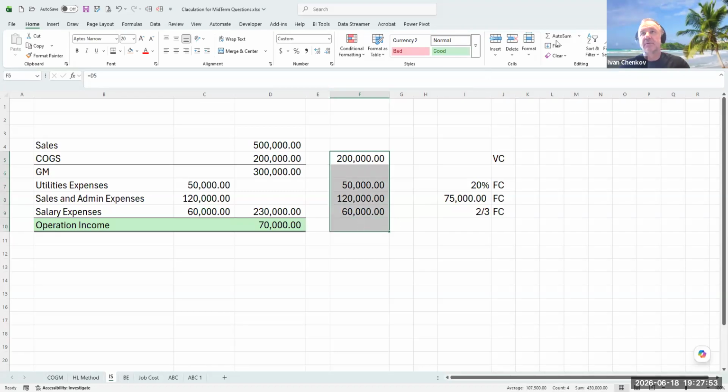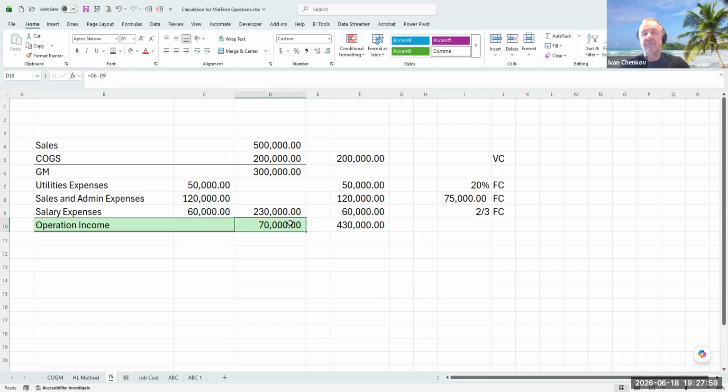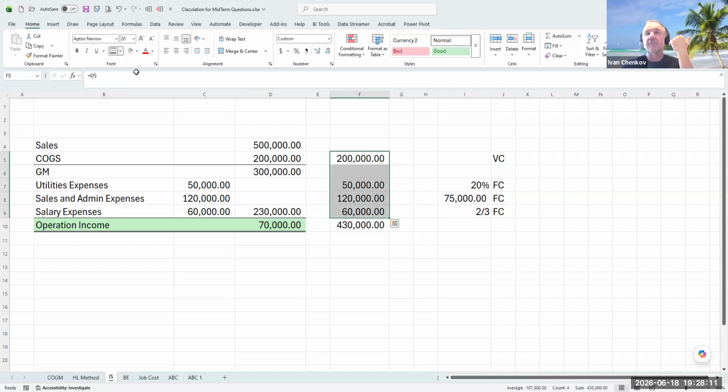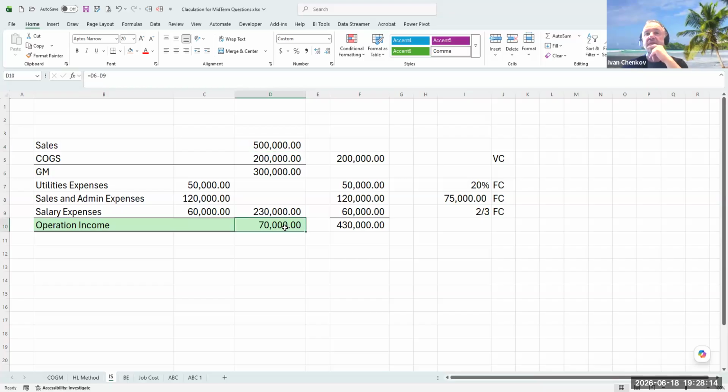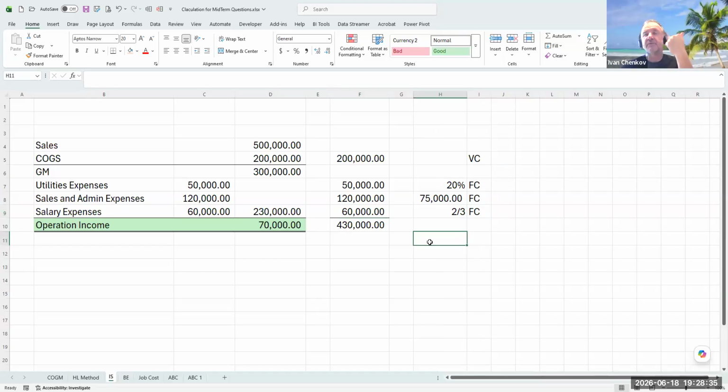The total cost is 430. Sales are 500, 430, 70. Simple. What kind of middle calculation we're going to have doesn't matter. The fact is that we have that much cost and that much sales, and we end up with $70,000 more sales than the cost. Now, once we know those costs, which are cost of goods sold, utility expenses, sales administrative expenses, salary expenses, we're going to have the information how the costs behave. Again, they behave only two ways, as variable and fixed.